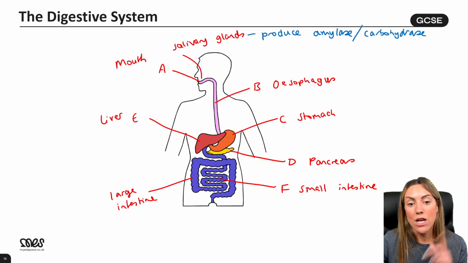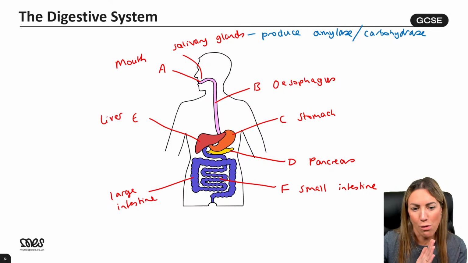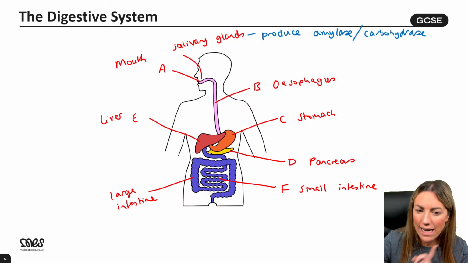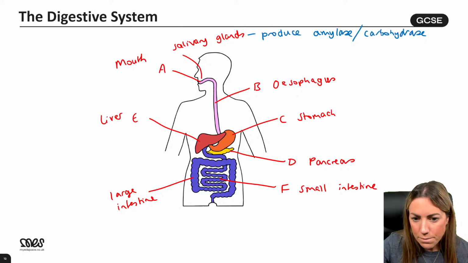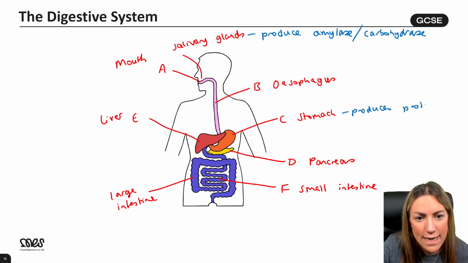Oh, and by the way, don't just say the mouth produces amylase. It's the salivary glands in the mouth, okay? Be specific. Right, the stomach produces protease. Excellent. Breaks down proteins.